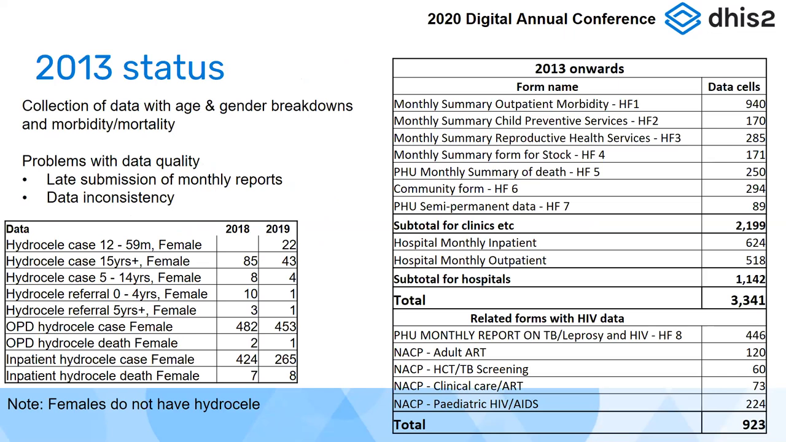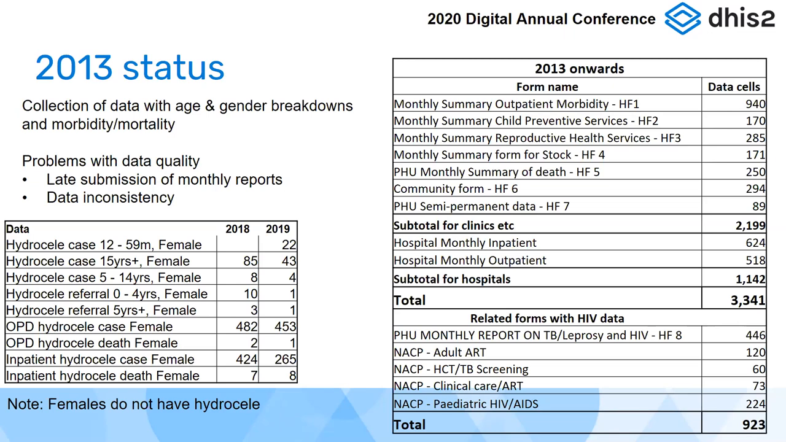So what happened, most of our health facilities could not summarize and submit their summary forms on a monthly basis, targeting the 15th of every month. And we also realized that there is a lot of data inconsistency between what is in the register compared to what is in the summary form and that of the DHIS2.